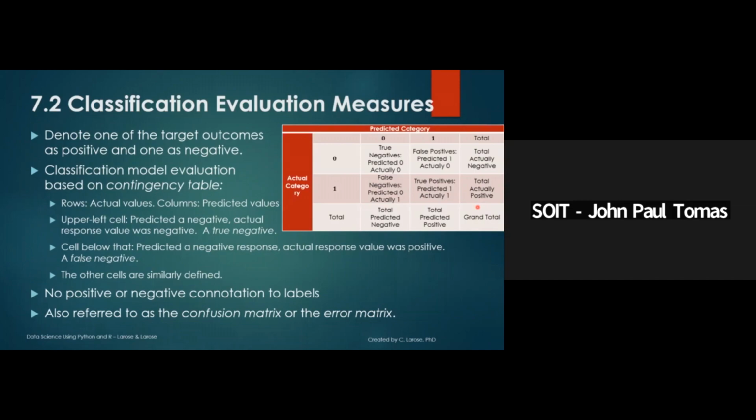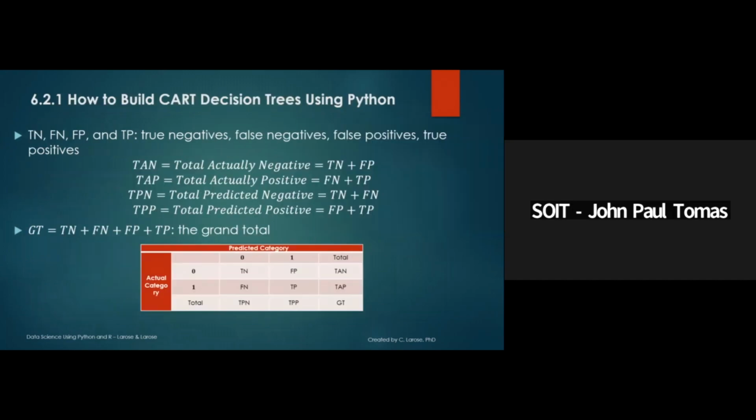Okay, the contingency table. Now here you have your notations. The notations are actually based on what I have discussed earlier on the previous slide. So you have your TN, FN, FP, and TP, which represent the number of true negatives, false negatives, false positives, and true positives, respectively. So this is actually based on the contingency table.